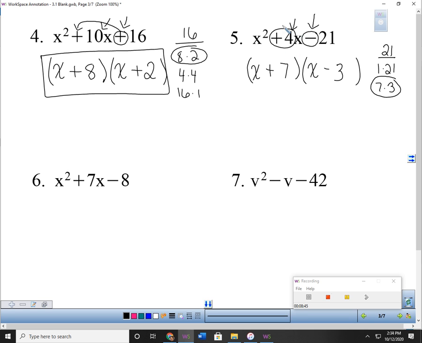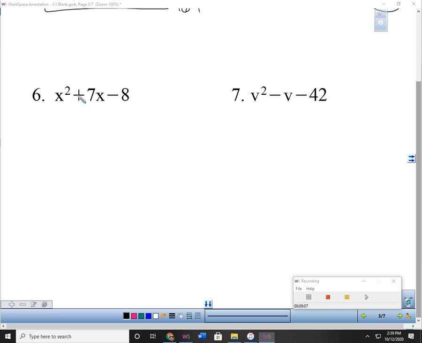So if I want it to be a positive 4, then my big number, the 7, has to go with the positive. If this would have been minus 4 right here, then I would have put the 7 with the minus. And then I'm done.